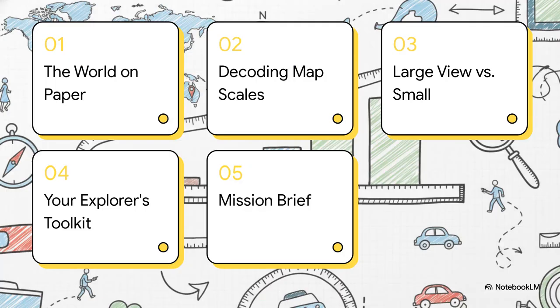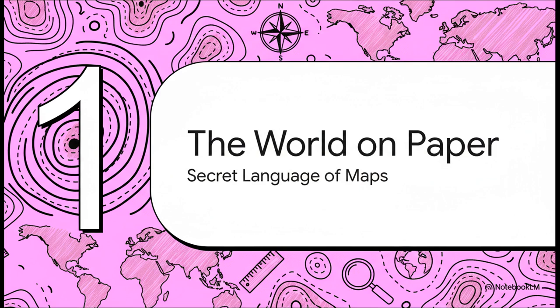So, here's our mission briefing for today. First, we'll cover how we get the world onto paper. Then, we'll decode map skills. We're going to figure out the difference between a large view and a small one, get you set up with your Explorer's Toolkit, and then finish up with some final facts to make sure you're ready for anything. All right, let's dive right in.